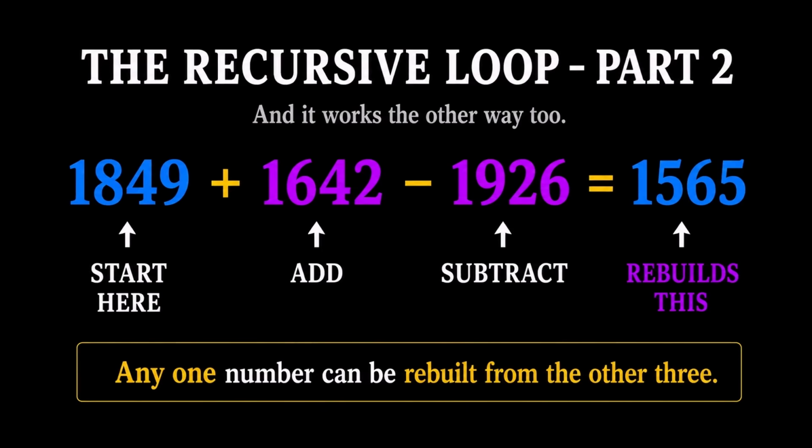And here we see how it works the other way too. We begin with 1849, the first letter position of God's name. We add 1642, the simple gematria numbers of Esther's name. Then we subtract 1926, the first letter position of Esther's name. The result is 1565, the simple gematria numbers of God's name. So we see that the relationship works in both directions. If one number disappears, the other 3 can reconstruct it perfectly. In other words, if you know any 3 of the numbers, you can rebuild the 4th number.